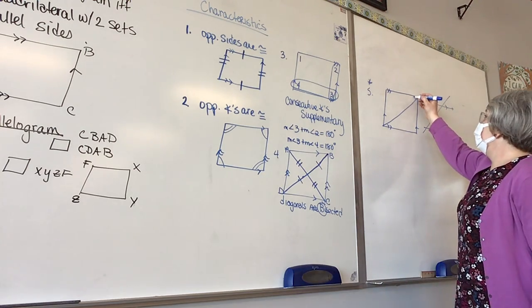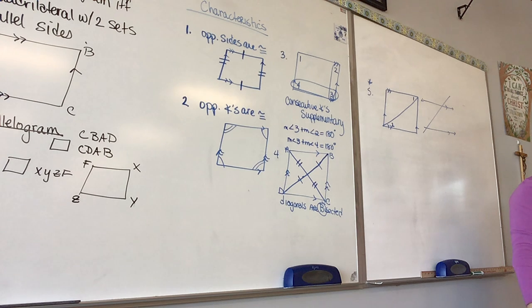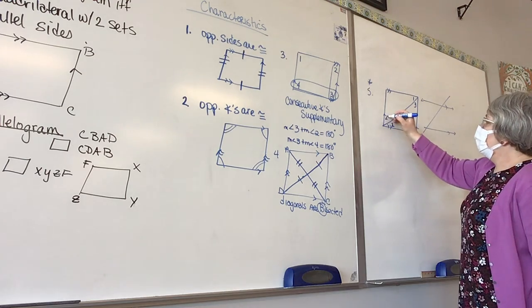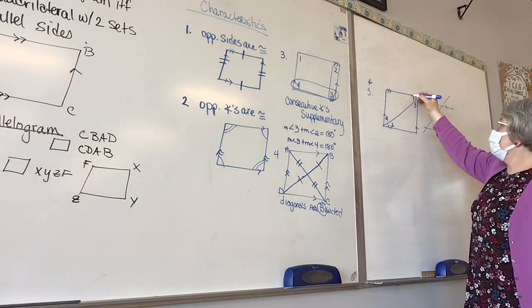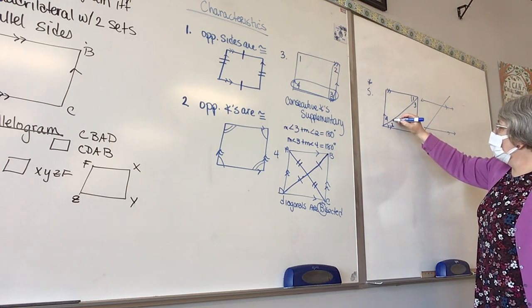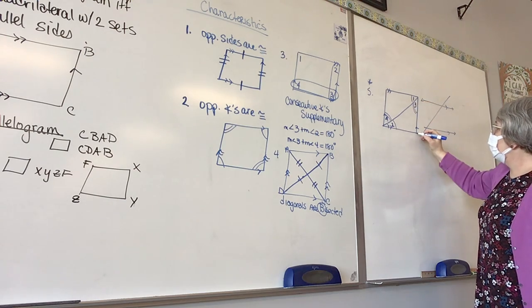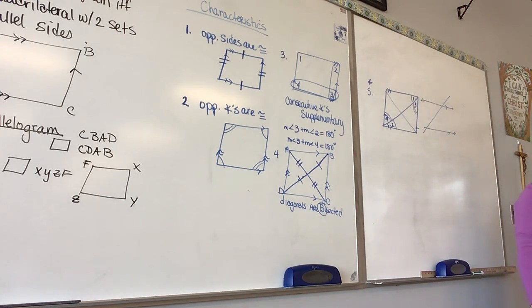Okay, so what do we know about angle 1 and angle 2? Alternate. Yeah, they are the same. They're totally congruent. They're called alternate interior. And what about 3 and 4? Okay, so I'm going to do an arc for 1 and 2, and 2 arcs for 3 and 4. And then draw the other diagonal in.